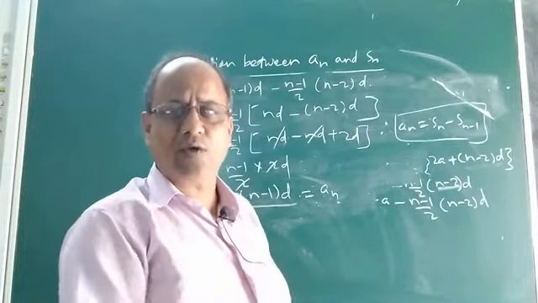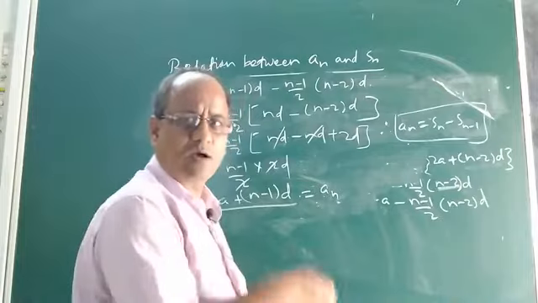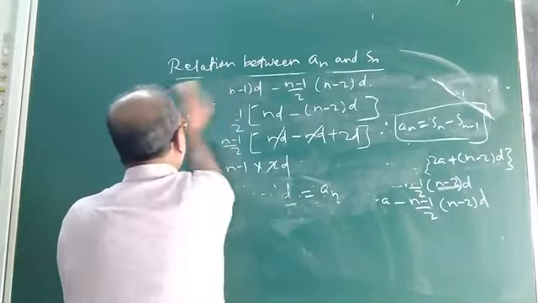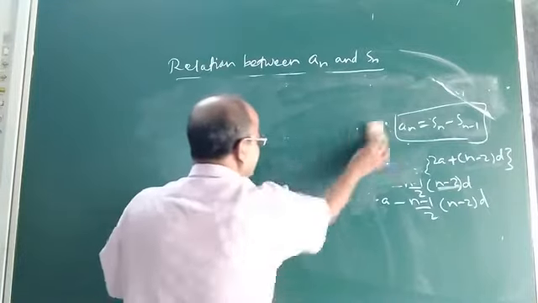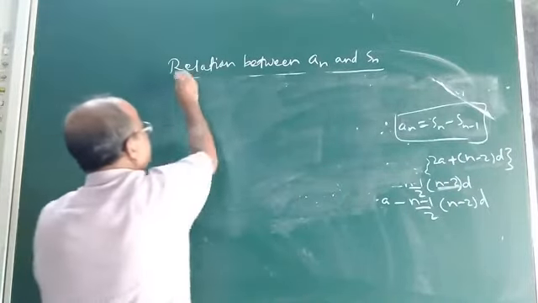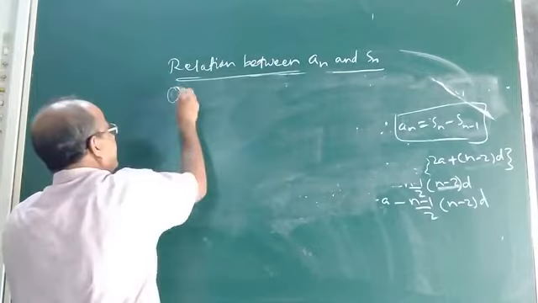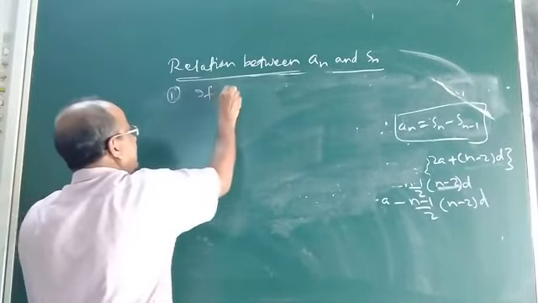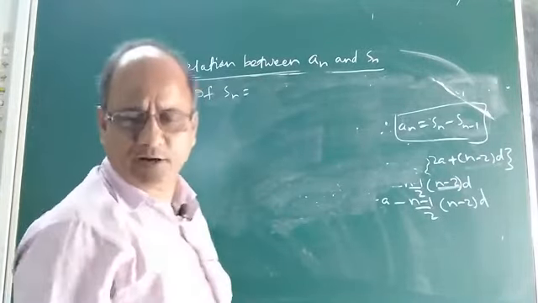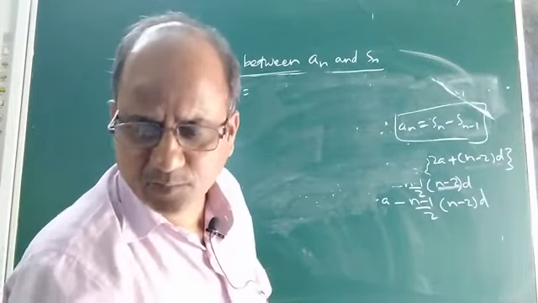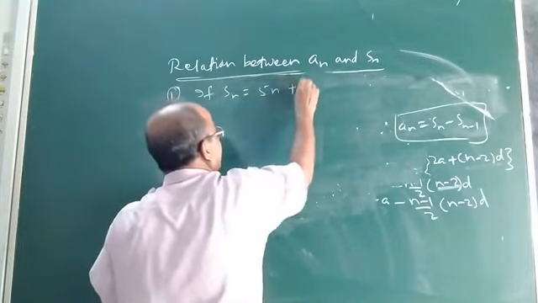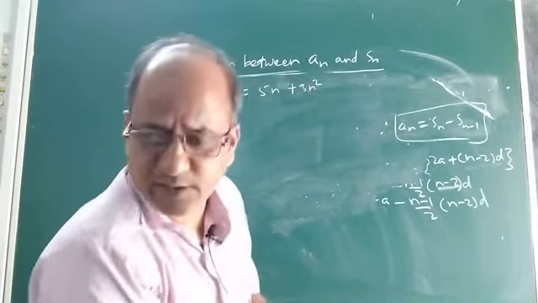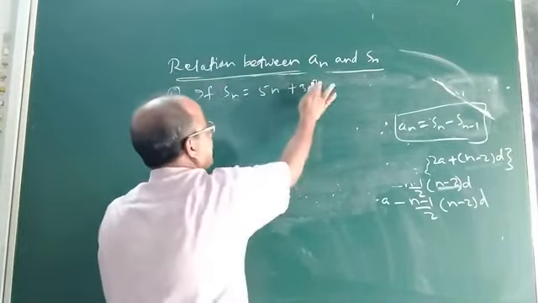Okay. Now let us do one problem to understand this concept better. Suppose in a particular question it is given that the sum of first n terms of an expression is given. Suppose it is given by the relation 5n square plus 3n.